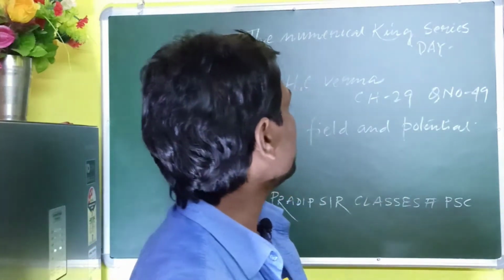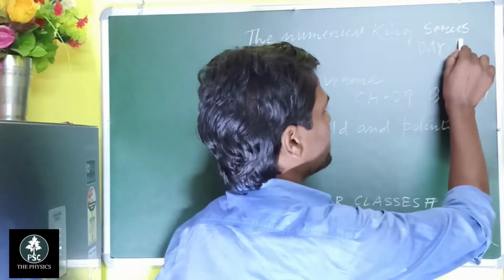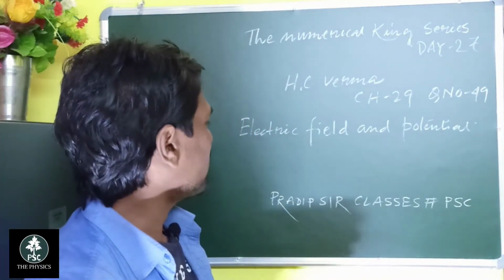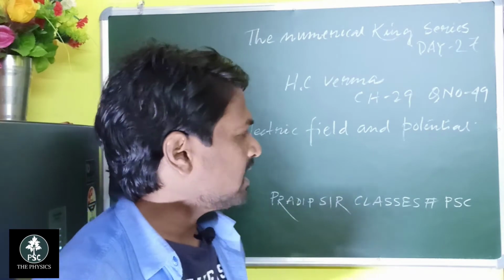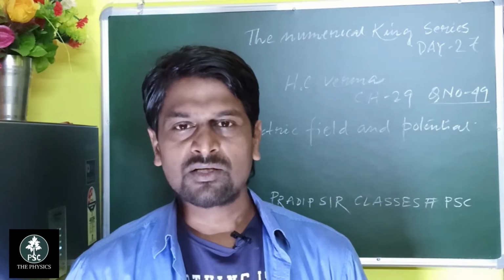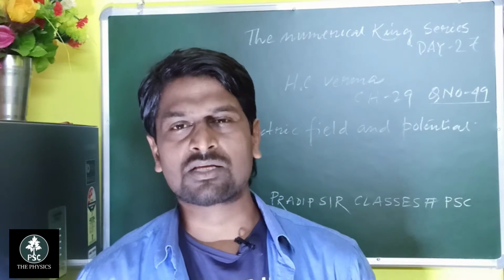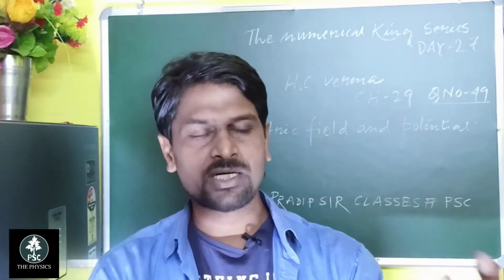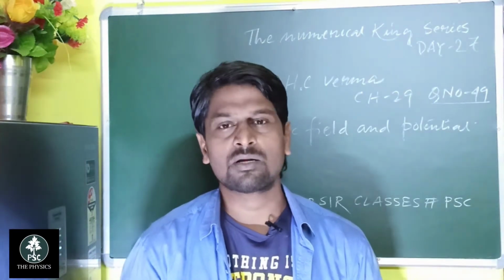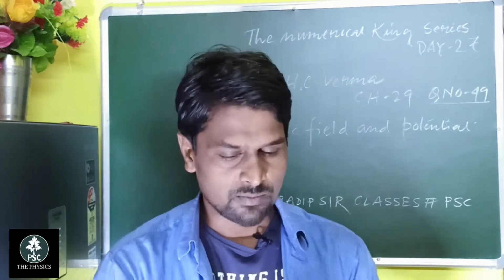And students, we are in the numerical king series and this is 27. So AC Verma physics chapter 29 question number 49, electric field and potential. So students, if you are new, then go back to my playlist. Chapter number 30, all the numericals, and the questions of chapter number 1 are all completed, and today we are discussing question number 49.